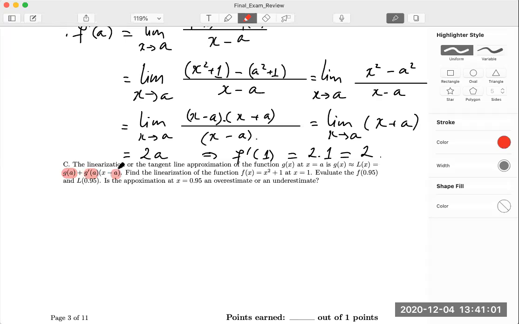a is a number. Therefore, for this linear approximation, what is the highest degree of this polynomial? 1. Very good. That is why we call it linear. Linear means the degree is 1. So that is why we call it linearization of the function. Now, we are given that a is 1, right? So our job is to find g prime at a and g at a, right?